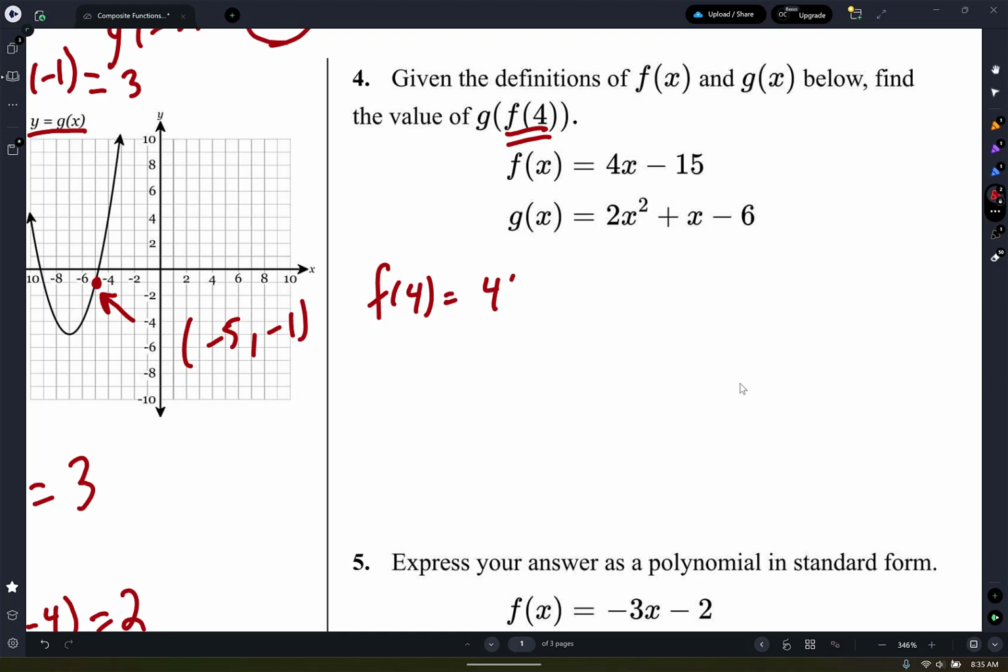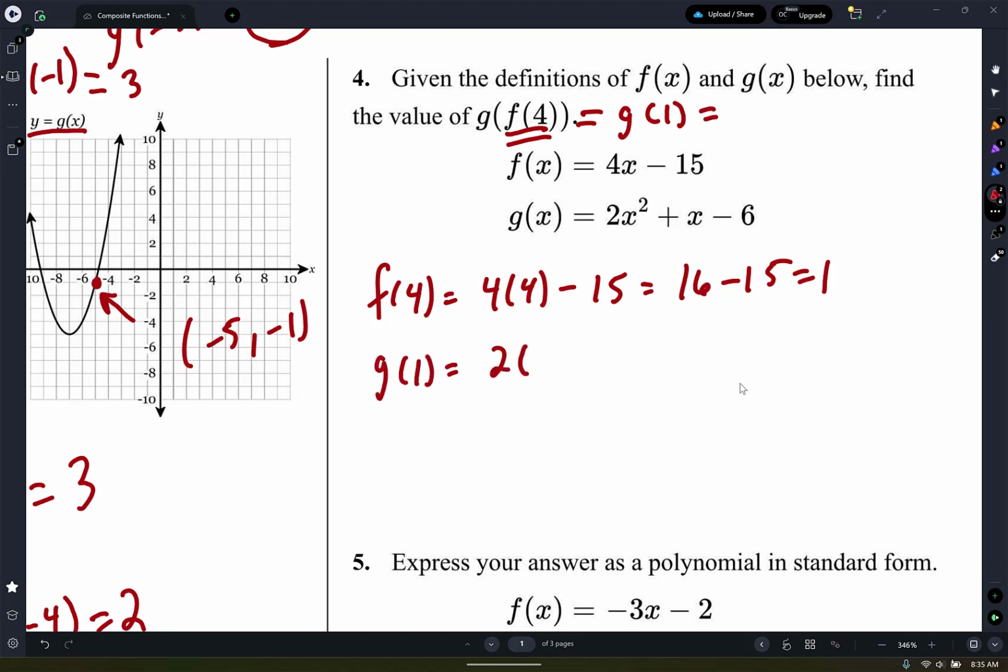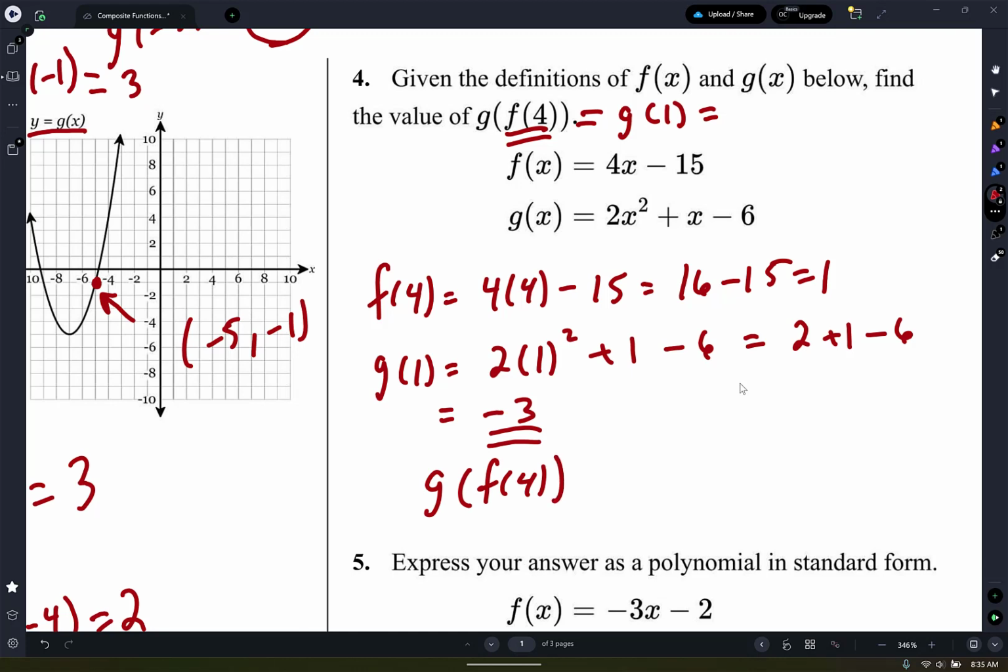And I'm just going to see, let's see, 4 times 4 minus 15. So 4 times 4 is 16. 16 minus 15, I get a 1. So then that turns into g of 1. So then I come back and I go g of 1 equals 2 parentheses 1 squared plus 1 minus 6. So the 2 times 1 squared is 1. 1 times 2 is 2. 2 plus 1 minus 6. 2 plus 1 is 3. 3 minus 6 is -3. So g of f of 4 is nothing more than -3.